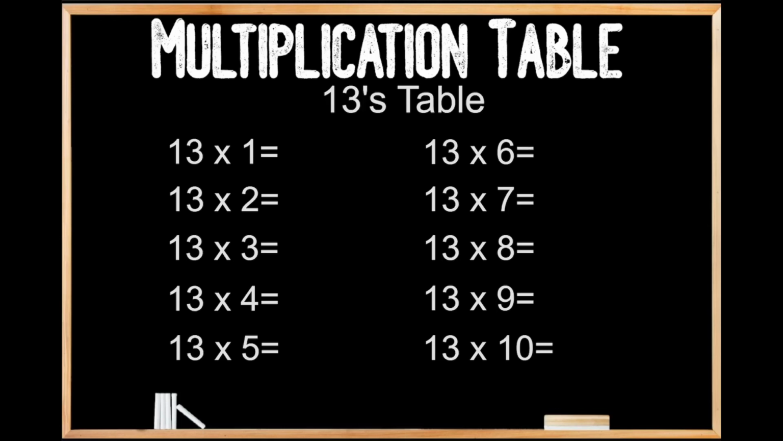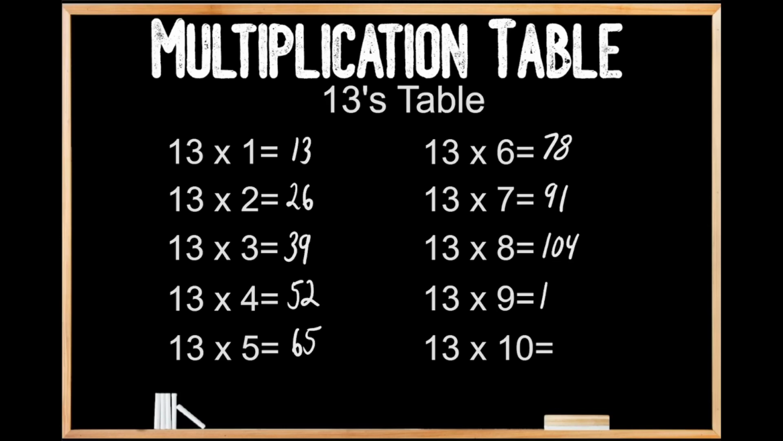13's table. 13 times 1 is 13. 13 times 2 is 26. 13 times 3 is 39. 13 times 4 is 52. 13 times 5 is 65. 13 times 6 is 78. 13 times 7 is 91. 13 times 8 is 104. 13 times 9 is 117. And 13 times 10 is 130.